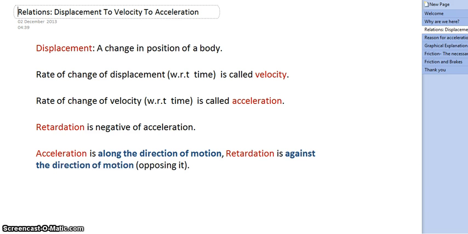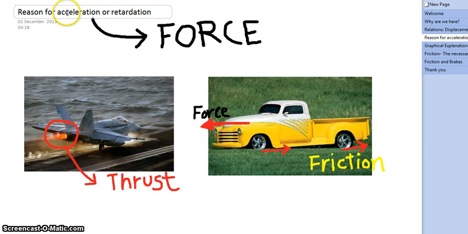But before that, let's move on to OneNote. Okay, so what's the reason behind acceleration and retardation? The reason behind these two things is force. Whenever you have acceleration or deceleration, you will have a force causing it. So in this case, I have a fighter plane. You see the gases coming out of the exhaust. They exert a thrust on the plane that causes it to surge ahead.